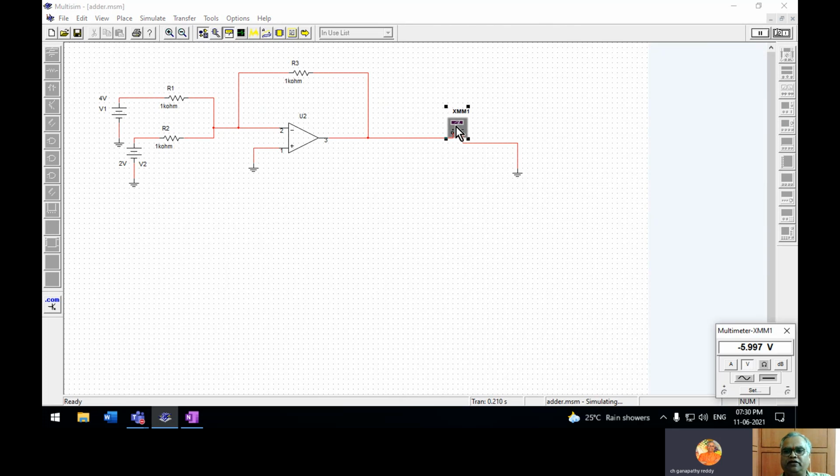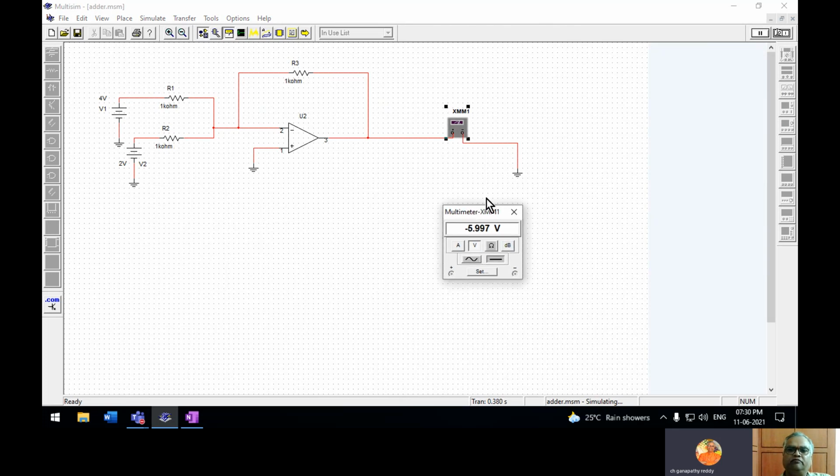It is a multimeter. So how much is it giving? Approximately minus 6. So that is the expected answer.